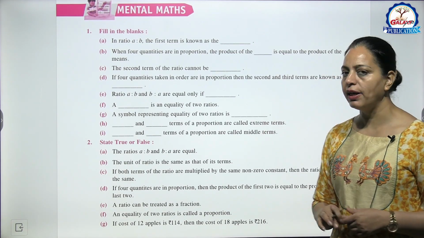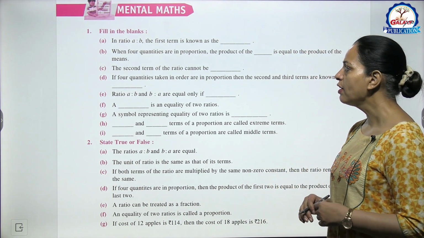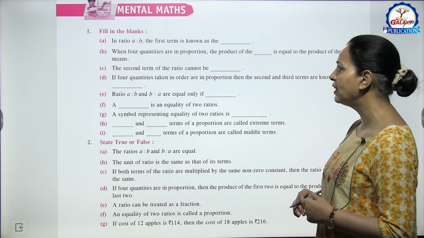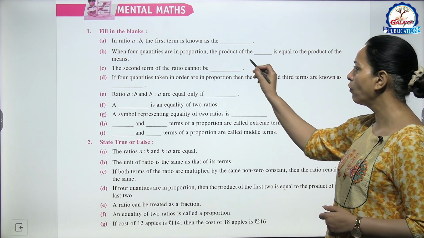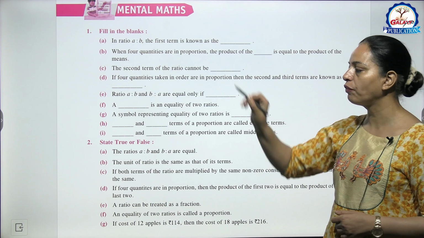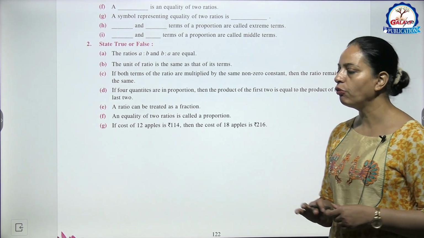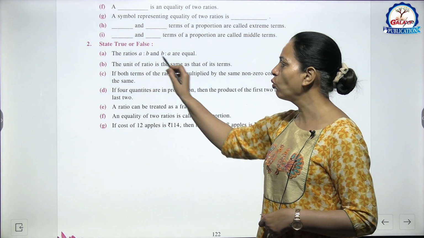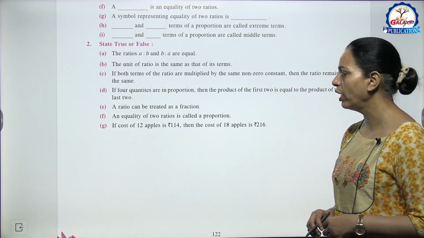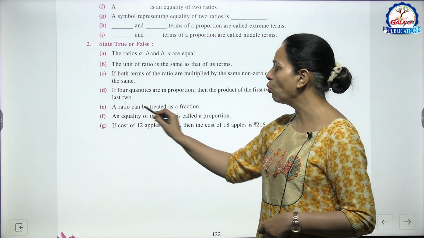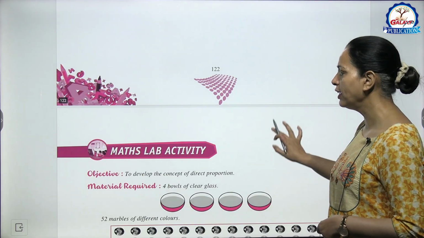Now this is the time of mental maths. Question number 1, filling the blanks. A part, in ratio A is to B, the first term is known as the antecedent. Okay. B part, when 4 quantities are in proportion, the product of the extremes is equal to the product of the means. Similarly, you can try remaining parts. Question number 2, state true or false. Like A part, the ratio A is to B and B is to A are equal. No, this is false. Okay. Now like here, E part, a ratio can be treated as a fraction. Yes, this is true. Similarly, you can try remaining statements.